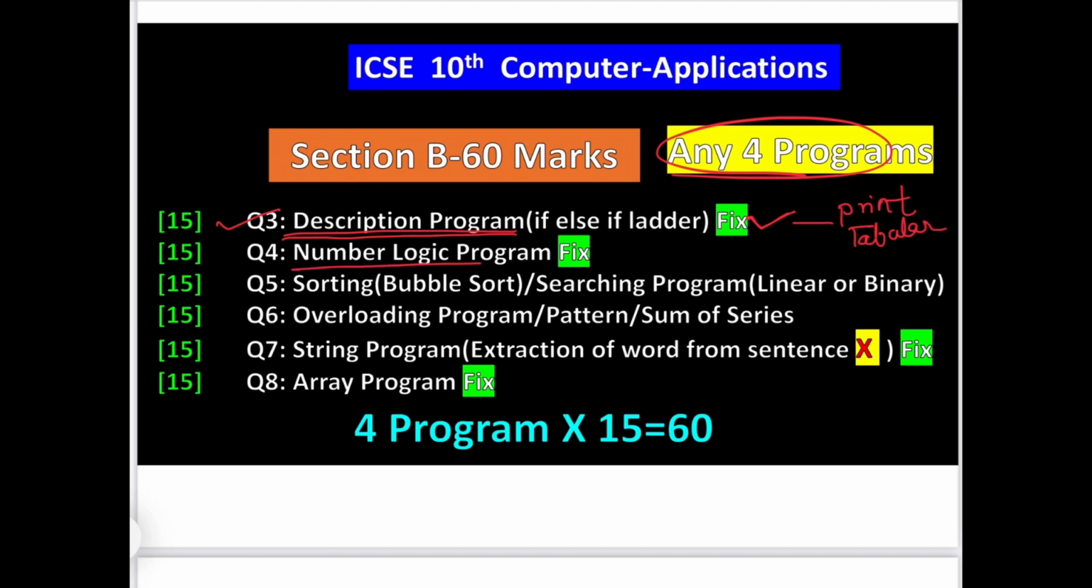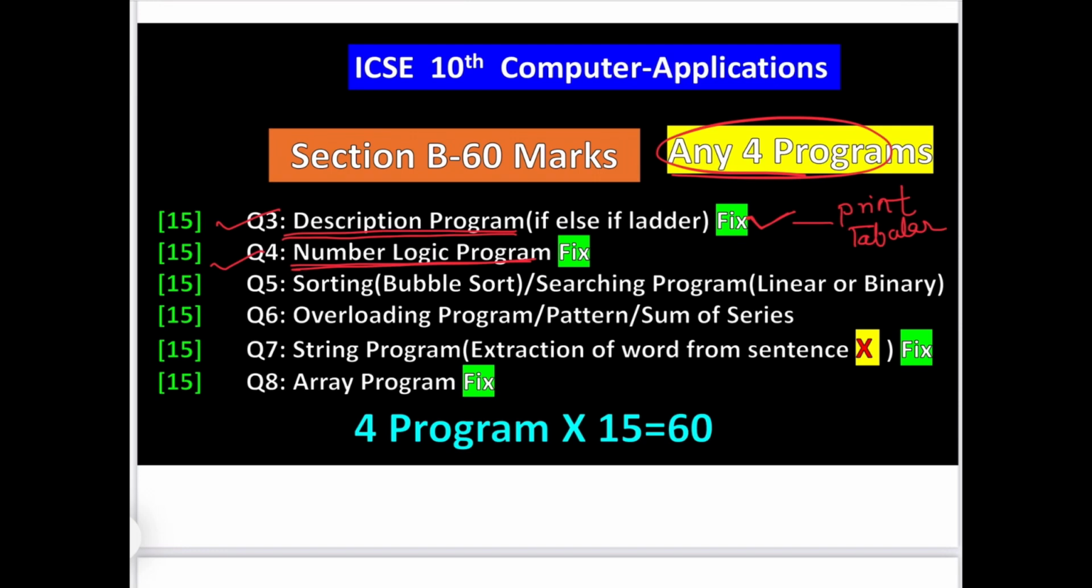Next is the number logic program. Every year one question comes based on this. In this category, a particular number is given and you have to check whether it is an Adam number, Armstrong number, palindrome, special or perfect number. Every year they give a different number. There are different videos made by me on number based programs. The links for number based programs are given in the description box. You can check those videos.